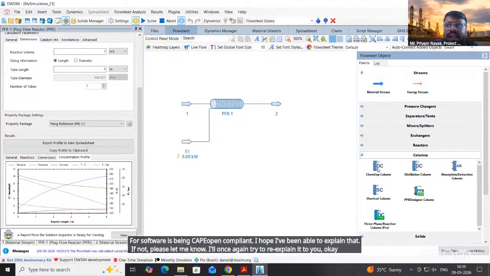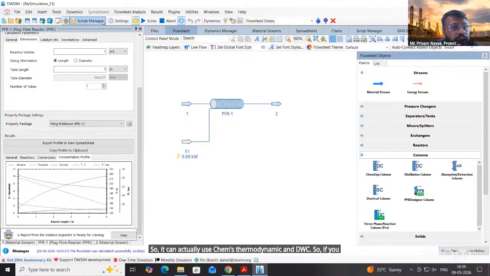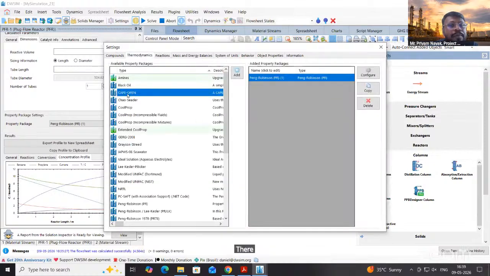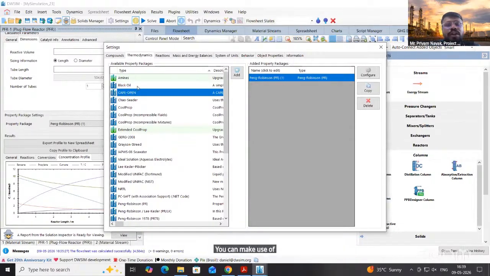Similarly, DWSIM can also use the thermodynamics of ChemSep, because ChemSep is CAPE-Open and DWSIM is CAPE-Open, so it can use ChemSep's thermodynamics in DWSIM. If you remember when I was showing you the thermodynamics, there is something called CAPE-Open. It can make use of any software's thermodynamics which is CAPE-Open. Obviously, there are certain constraints, like that software has to be installed on this particular machine. But if you satisfy all those criteria, you can make use of other software's units in yours also.